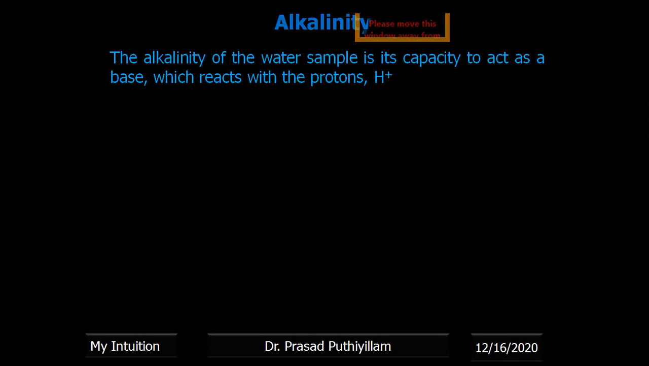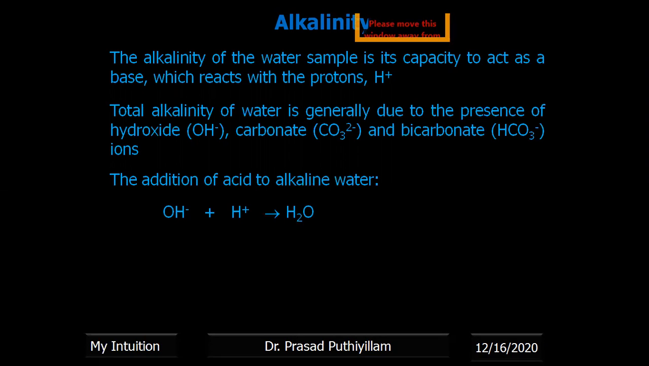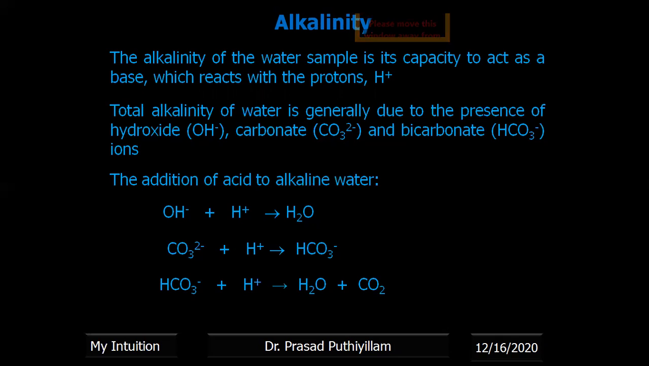So how do we determine the alkalinity of water? The alkalinity of water is represented as due to hydroxyl ion, carbonate, CO3 2 minus, and bicarbonate ions. The addition of acid to alkaline water is the easy method to estimate the alkalinity of water. The hydroxyl will neutralize to water, carbonate combines with H plus proton to become bicarbonate, and that bicarbonate will be further converted into carbon dioxide and water. If separate bicarbonate is there, that also will react with H plus to form water and carbon dioxide.